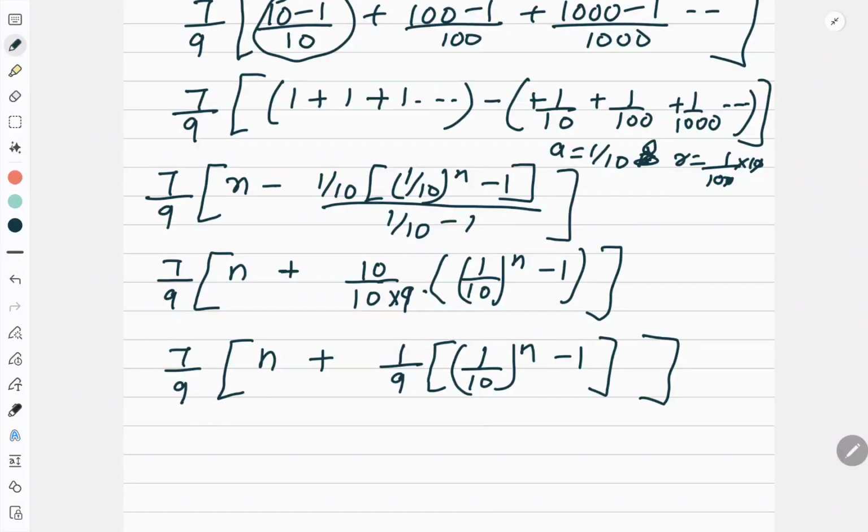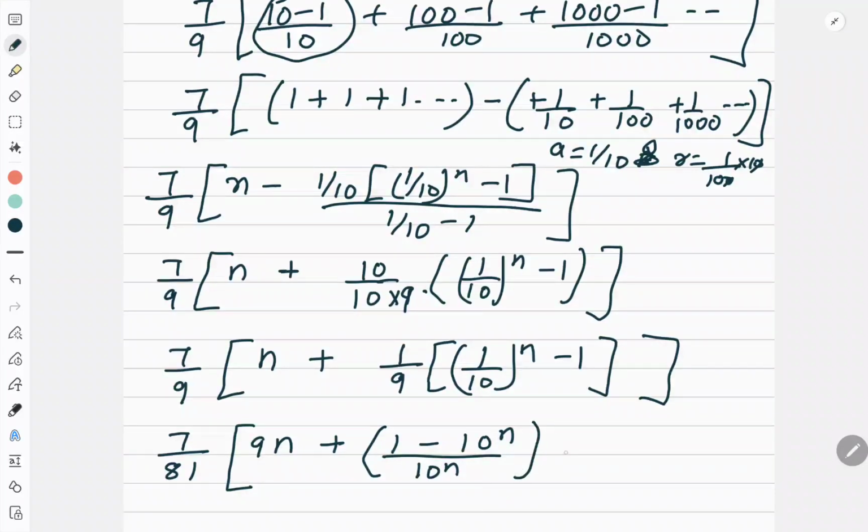Correct? Now next step, what I can do, I can take the LCM here, and here also I can take the LCM of 9. So if I take the LCM of 9, 7 by 81 like in the previous question, and this will become 9n. Okay, plus. Now inside the bracket, you take the LCM. So 1 minus 10 to the power n upon 10 to the power n. Correct? So simply, I have taken the LCM and simplified the term.